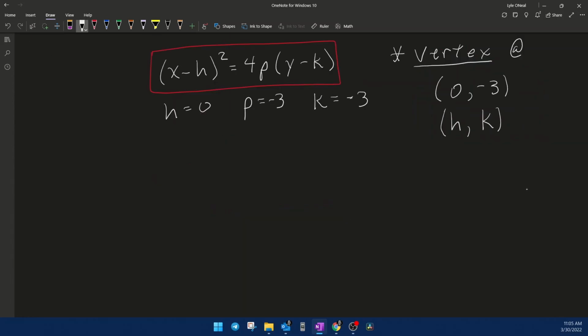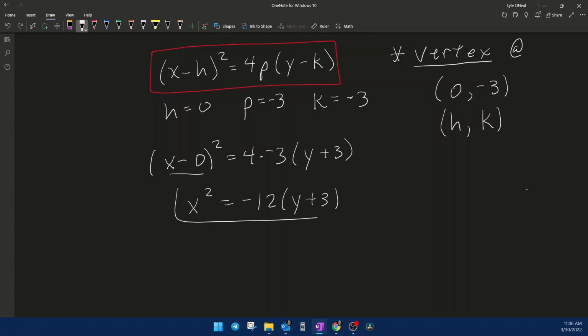So our equation will be (x minus 0) squared equals 4 times -3, (y minus a negative, look at that, minus a negative, we'll make that a +3). And then to simplify, x minus 0, that's just x squared. 4 times -3, that's -12. (y plus 3), and that should be our equation in standard form.